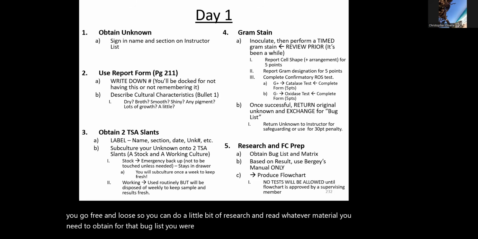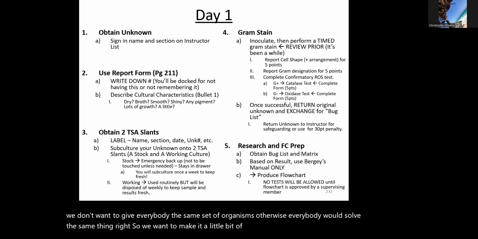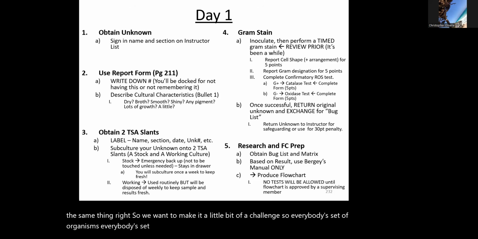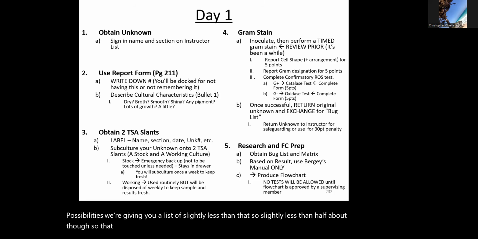Everybody's bug list is different. The idea is we don't want to give everybody the same set of organisms, otherwise everybody would solve the same thing, right? So we want to make it a little bit of a challenge. So everybody's set of possibilities is a little bit different. We do have about 100 or so different possibilities, and we're giving you a list of slightly less than half of those. So that should be enough of a challenge for you to complete in roughly about a month or so, right? So that's the idea.